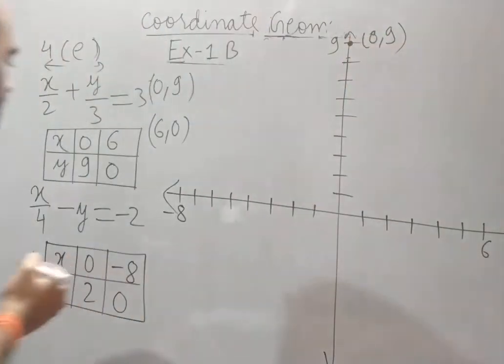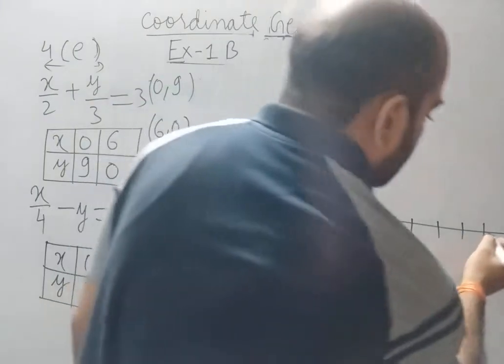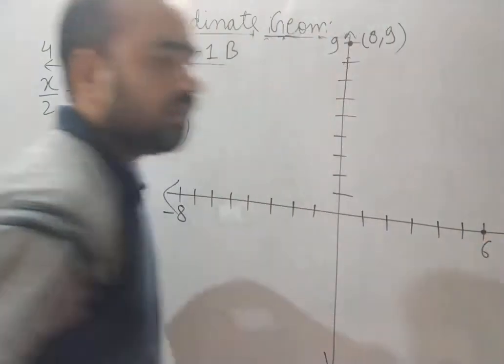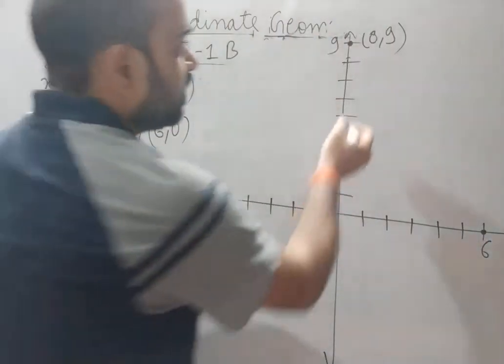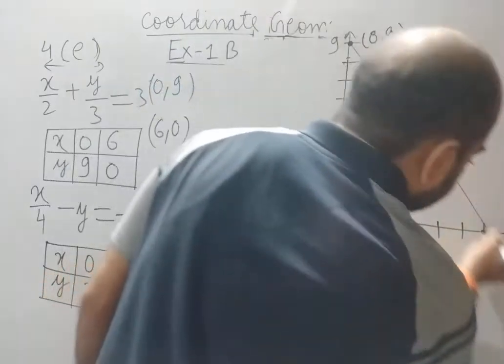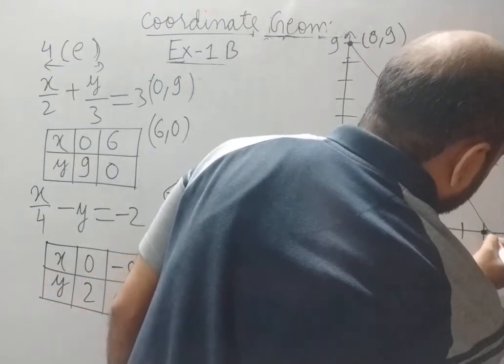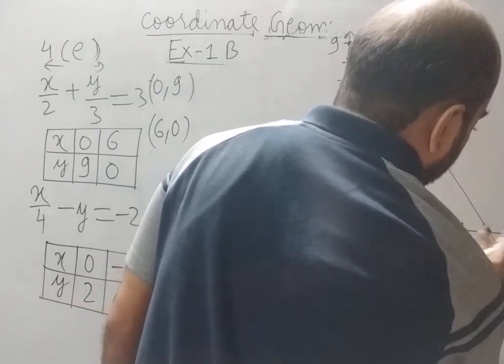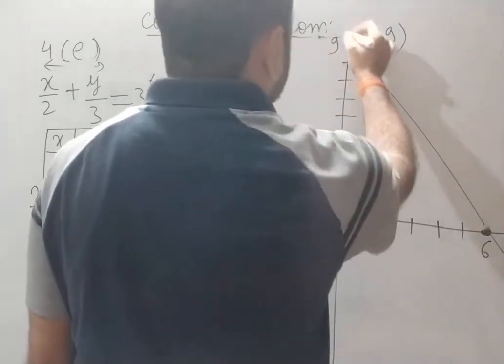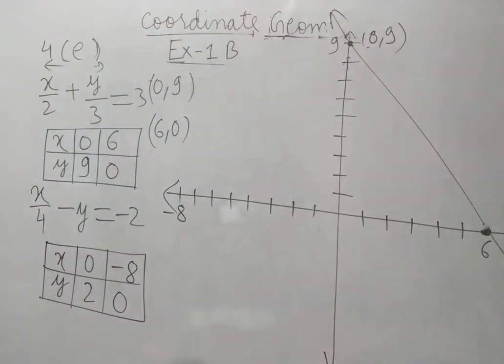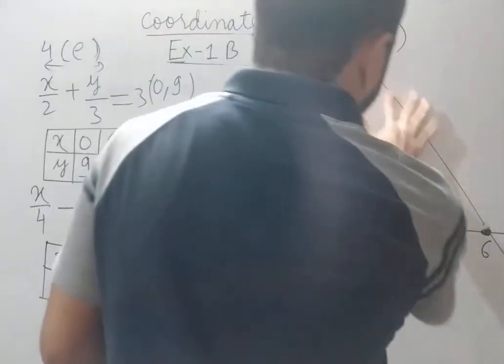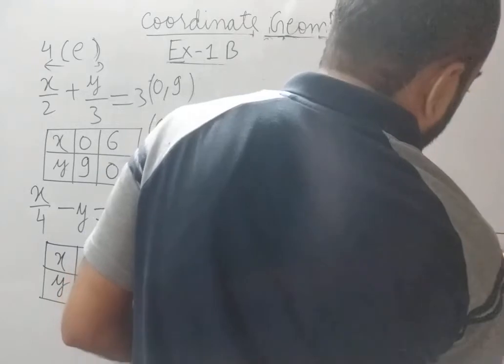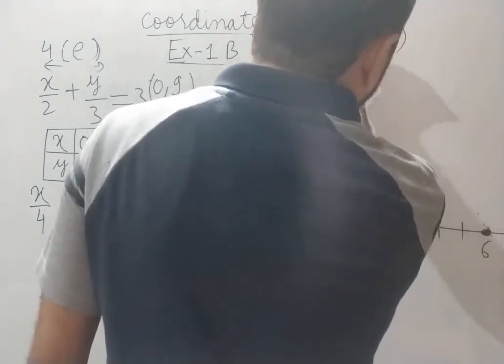This is 0, 9. Next is 6, 0. 6, 0 means this is the point 6, 0. Now join the points. This will give the first line. Clear? This is the first line.